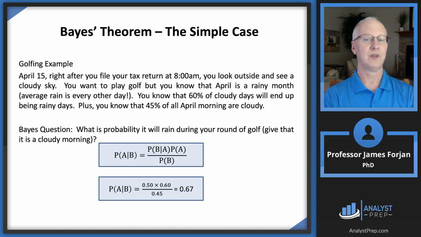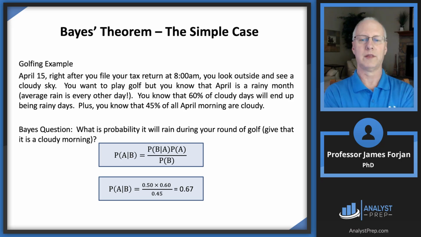Now you know that 60% of cloudy days will end up being rainy days. And you also know that 45% of all April mornings are cloudy. All right, so here's our question. What is the probability it will rain during your round of golf, given that today, April 15th, it's a cloudy day?